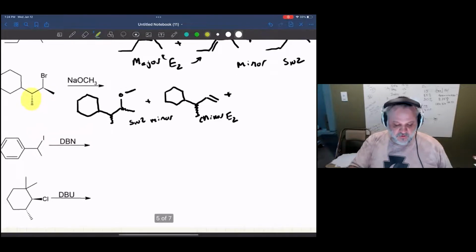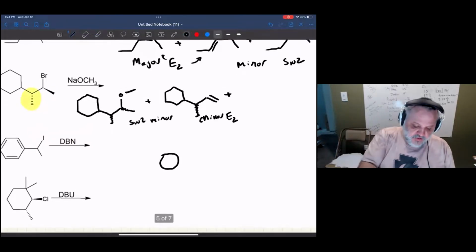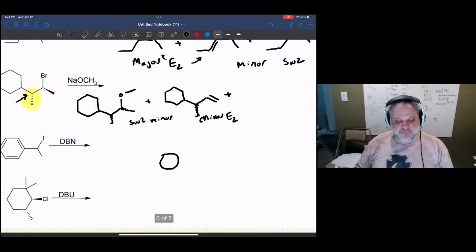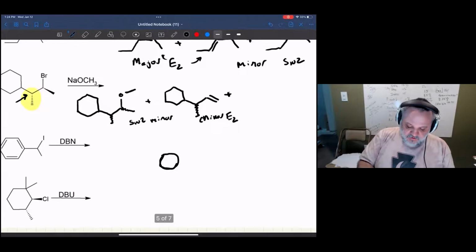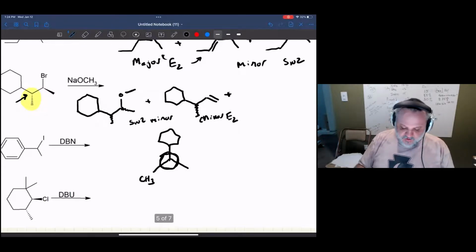So I have to take a quick detour and draw a Newman projection. I'm going to draw the Newman projection looking down this bond. And so that means my Newman projection should be drawn this way for convenience. I have a 6-membered ring up here. And what do I have? The methyl group is going away from me, so when I look down that bond, it'll be over here on the left.